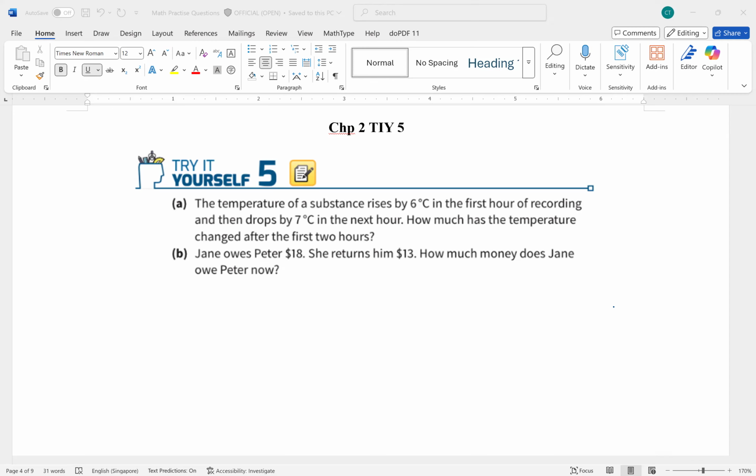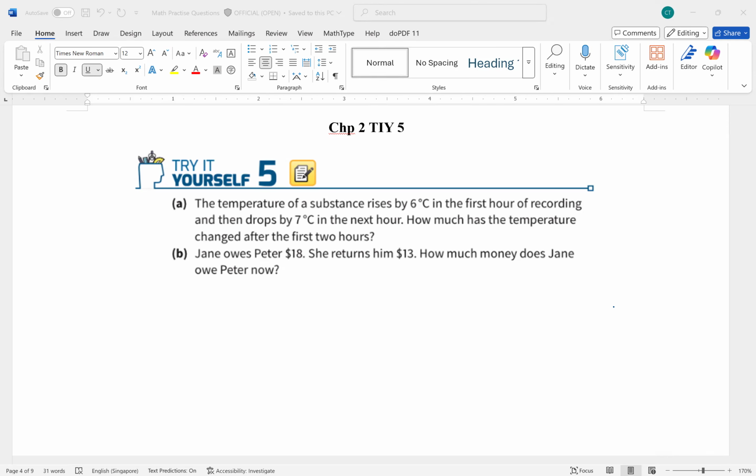Alright, so let's take a look at the first question. It comes from chapter 2 and this is try it yourself 5. Let's read the question. The temperature of a substance rises by 6 degrees Celsius in the first hour of recording and then drops by 7 degrees Celsius in the next hour. How much has the temperature changed after the first 2 hours?